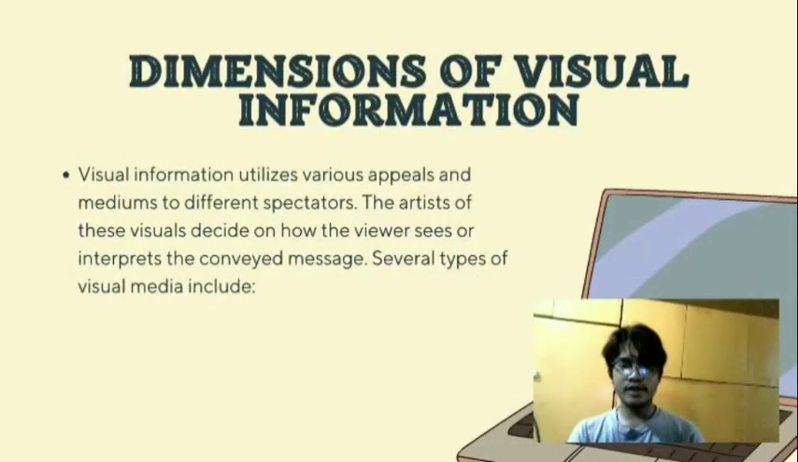Dimensions of visual information. Visual information utilizes various appeals and mediums to different spectators. The artists of these visuals decide on how the viewer sees or interprets the conveyed message. There are several types of visual media, and it includes painting, photo or image, sculpture, cartoon or comic strip, graph and chart, and billboard and posters.